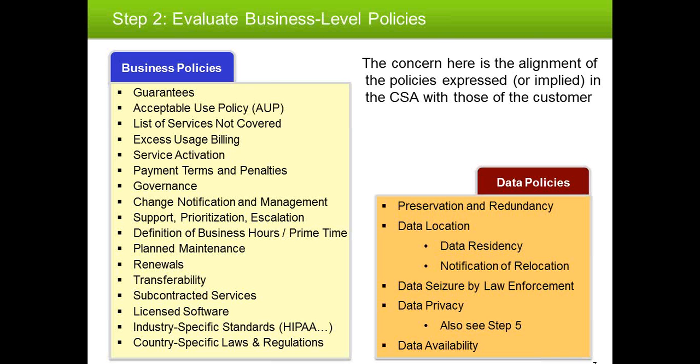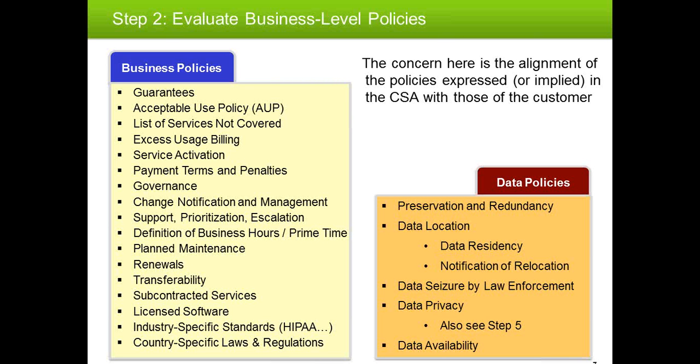There is an aspect of this that's related to data, which is the data policies box on the right-hand side of this slide. We'll come to those again in other parts of the CSA paper later on, but they have a lot to do with business policies related to the location of data, the authorization or notification that data is going to be moved from one place to another, the ability of law enforcement authorities to seize data, and issues of privacy and availability of the data.